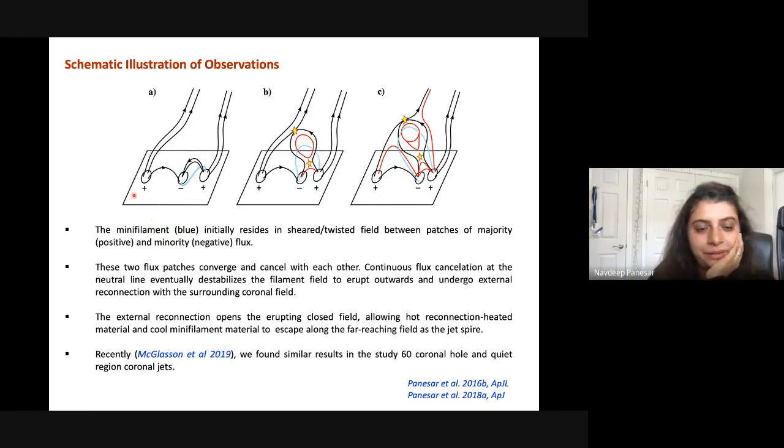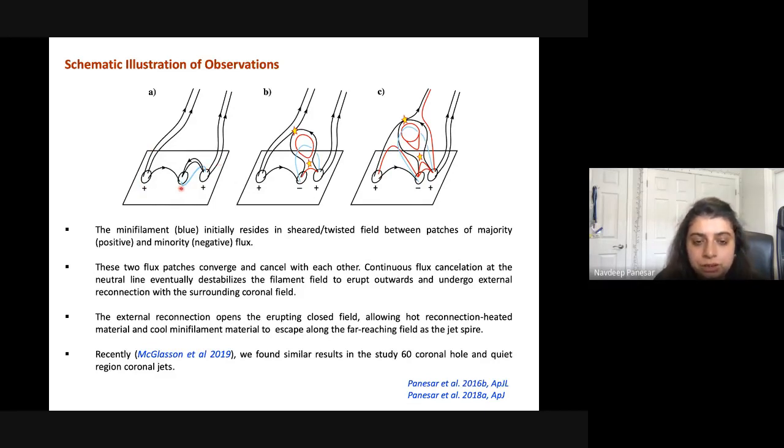Okay, thanks. So I was saying this is a sketch based on our observations. In this one, we show that there are two bipoles. One is this larger one, the other is this smaller one. The smaller one contains the highly sheared field. The blue sigmoid-shaped structure shows the filament that resides above the neutral line between the majority flux and minority flux. In this sketch, we have drawn the majority as positive flux.